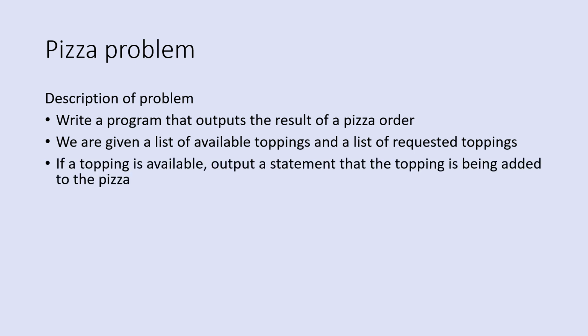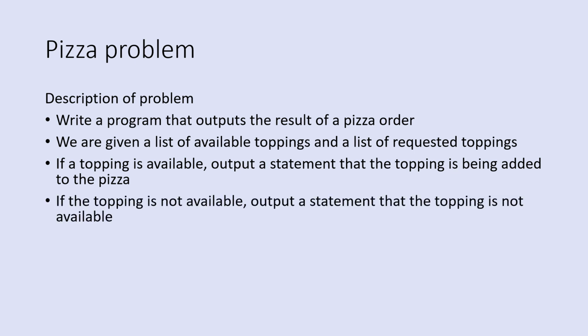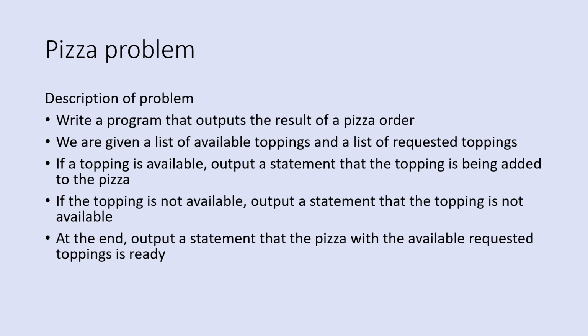And if the topping that has been requested is available, we're going to output a statement that the topping is being added to the pizza. And if that topping is not available, then we're going to output a different statement that says the topping is not available. Then at the end of it, we're going to output a statement that the pizza with all of the available requested toppings is ready.